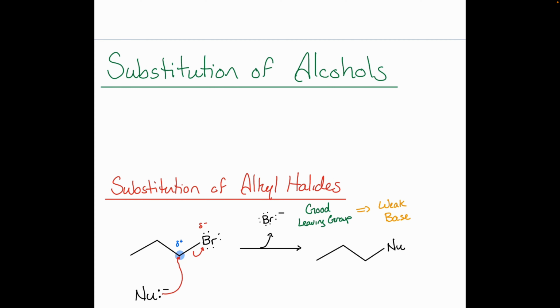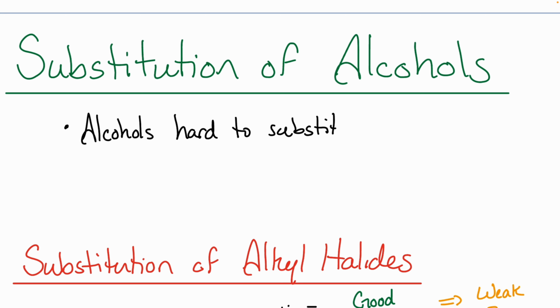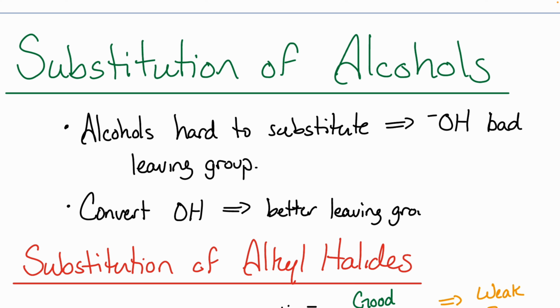Okay? So, substitution of alcohols. What we're going to find here is that our alcohols are kind of hard to substitute, because that hydroxyl group is a bad leaving group. So if we really want to swap out that hydroxyl group for some other functional group, our strategy is going to be to convert that hydroxyl group into a better leaving group first. All right? So in all of these substitutions of alcohols, we're first going to convert the OH into a better leaving group. And we're going to see a few different strategies for doing this.